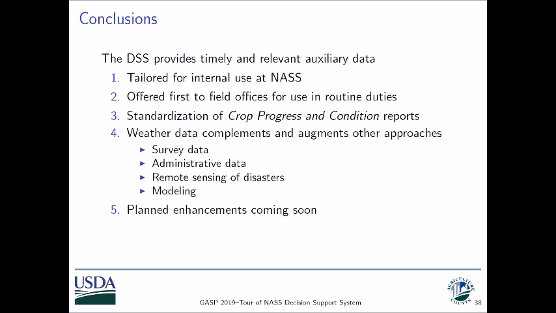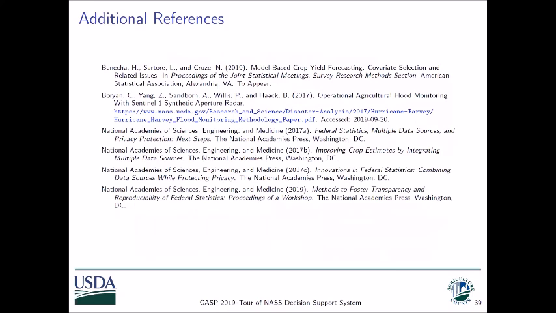We've tailored it for use inside of NASS first and offered it to our field offices for their routine duties. There are opportunities for standardizing some of the data products that we create and release to the public. And the weather data that we were curating complements a lot of our other approaches and available data. At NASS, we have survey data, administrative data, remote sensing of many different types. And part of the fun research challenges that we have to work on are finding meaningful ways to combine those all to enhance the official statistics we produce. There are more developments in the works, so thank you for your time.